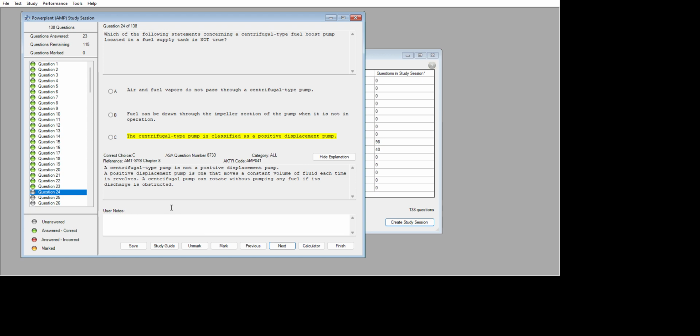A centrifugal pump is not a positive displacement pump. A positive displacement pump is one that moves a constant volume of fluid each time it revolves. A centrifugal pump can rotate without pumping any fuel if its discharge is obstructed.